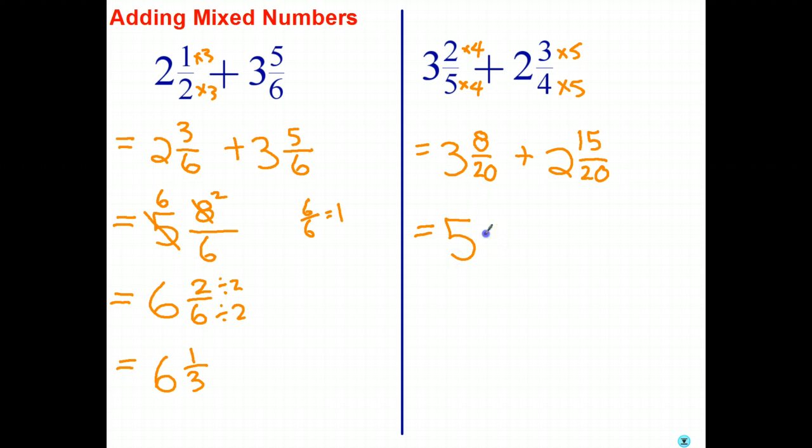3 plus 2 is 5, and 8 plus 15 is 23. So it's 5 and 23/20. I might just use a different color. Okay, that is an improper fraction. So that becomes 1 3/20. So therefore, I can cross that out, add an extra 1 to that, and I've got 3/20 left there. And therefore, my final answer is 6 3/20.